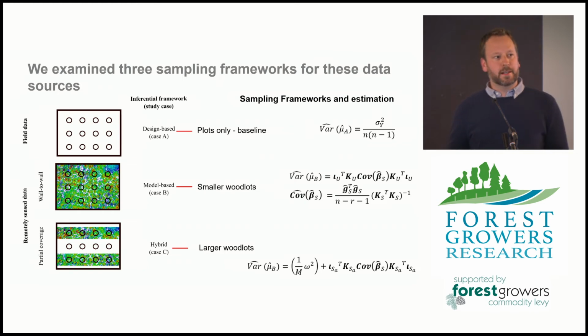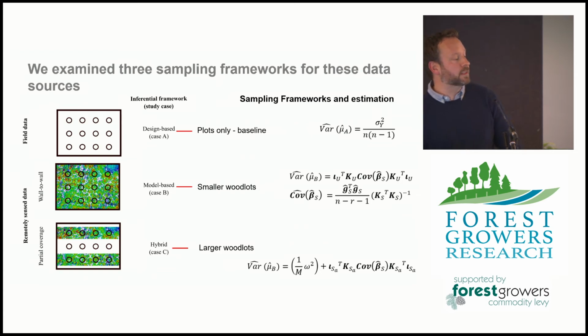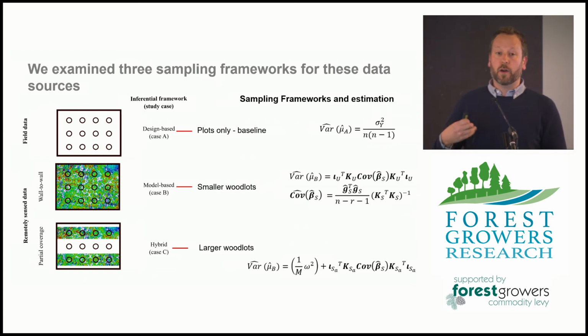Now, the next scenario that I'm talking about here is shown by the picture on the bottom, partial coverage. So in this scenario, we have some plots across our forest, and then we have a situation where we're able to put a UAV up, but we're not able to capture UAV data wall to wall over the woodlot. So you can imagine for larger woodlots, this situation might arise. And we refer to this as partial coverage, and we refer to the estimator that we have as hybrid inference.